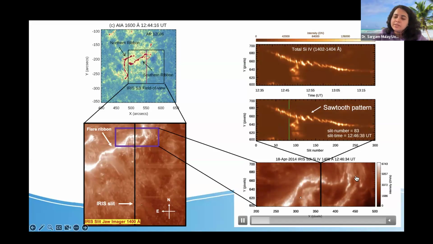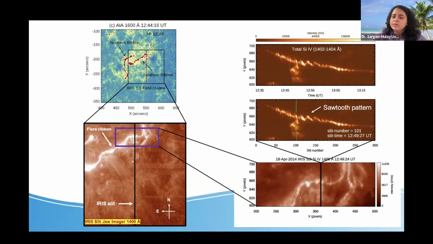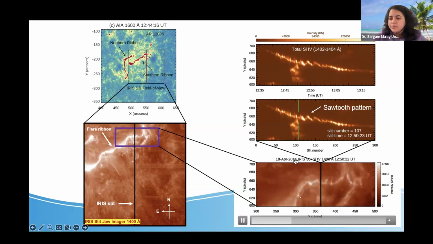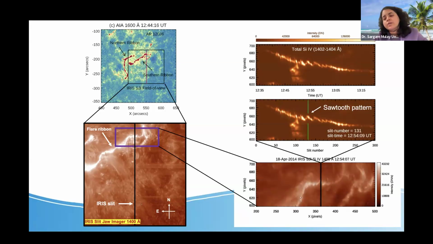You can nicely see the flare ribbon moves, and at some point it just stops, and then you can see there are some small cell structures. They are moving along the flare ribbon, and they also produce the sawtooth pattern in the spectral images.